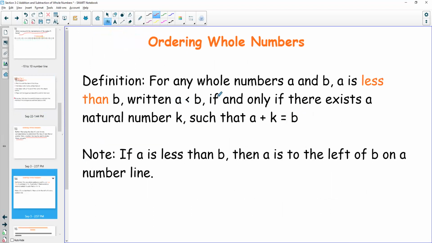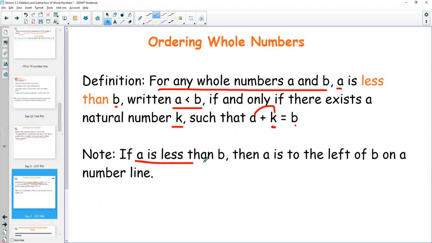So when we order whole numbers, there's a formal definition. And again, you're not doing formal definitions with first graders, but it's useful for you as a grown-up to have the formal definitions in your pocket for when you need them. The formal definition of ordering numbers is, for any whole numbers A and B, A is less than B, written A < B, if and only if there exists a natural number K, something that you can add to A to make it equal B. So A is less than B if A and something can get you to B.